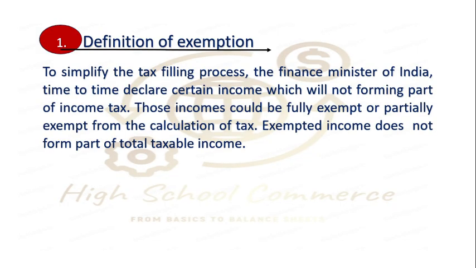Exemption means there are certain incomes when we are going to file our income tax. Government used to provide us straight away 100% exemption on those incomes, or in some circumstances government used to provide us some conditional exemption. Means those incomes will not fall part and parcel of the income tax calculation.